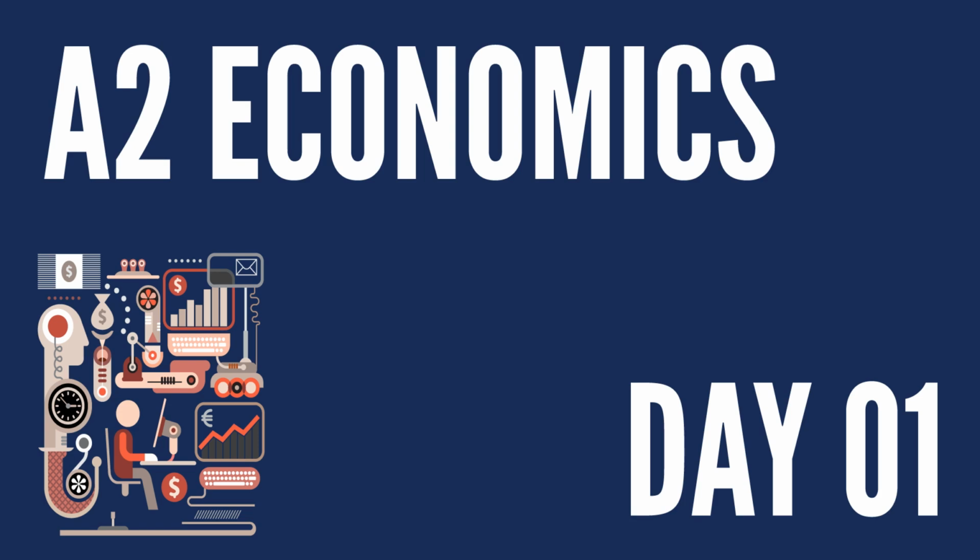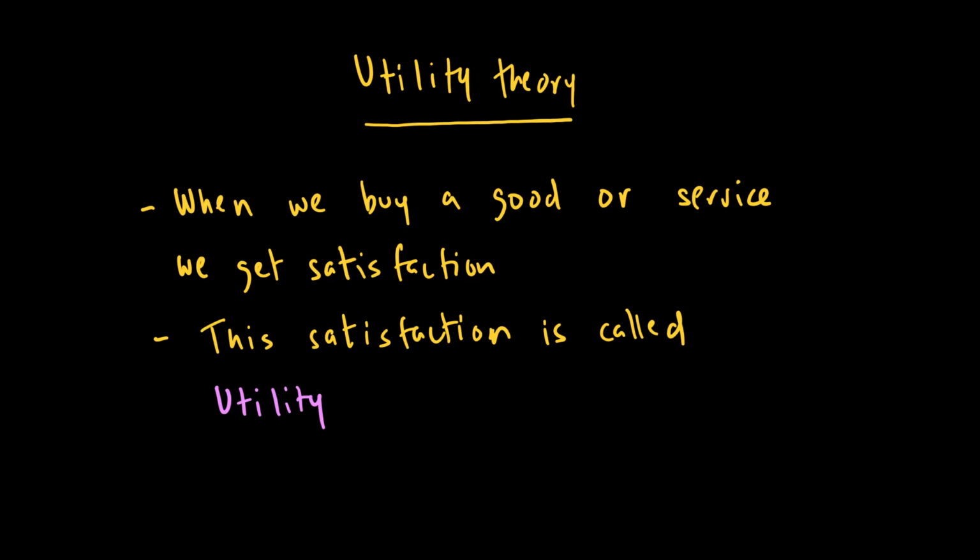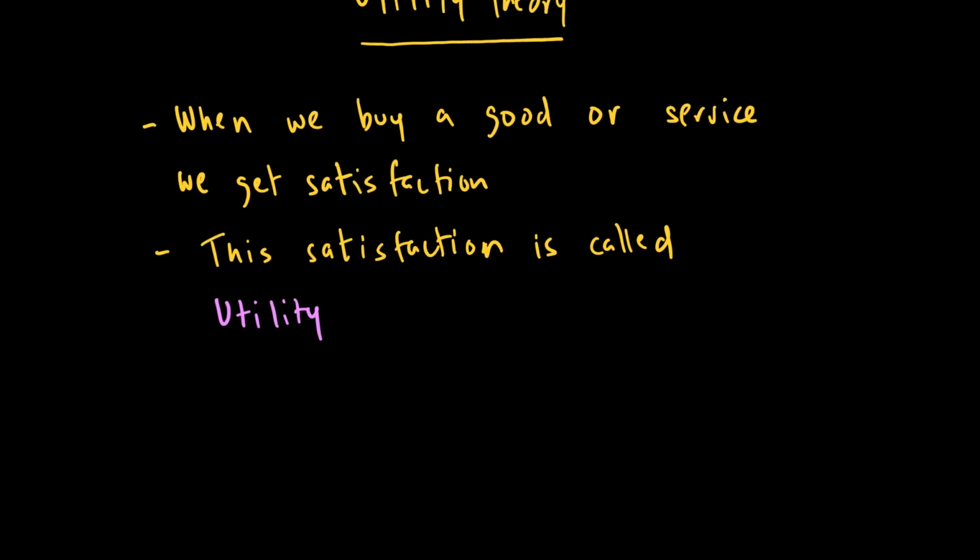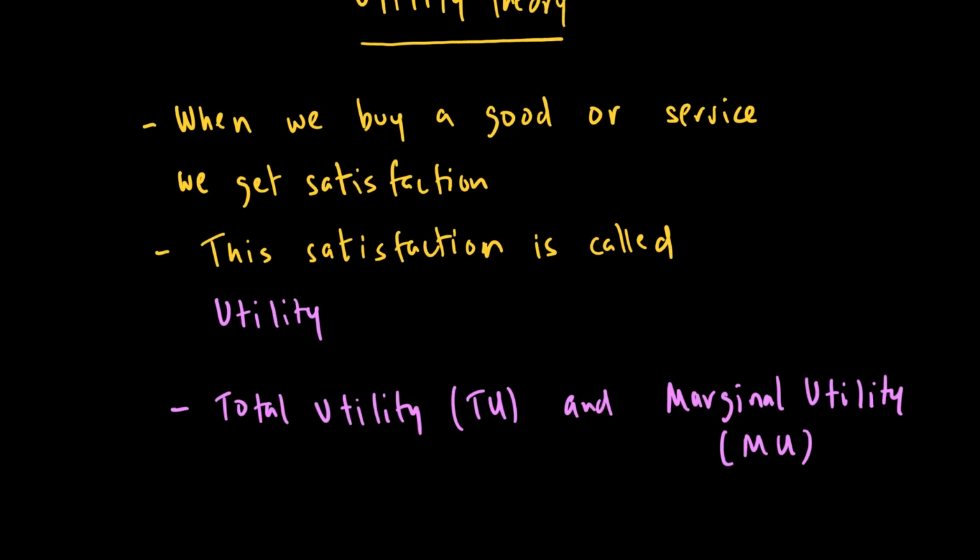According to the utility theory, when we buy a good or service, we get some satisfaction, and that is the key reason why we end up buying a good. We pay a price to get some satisfaction, which is called utility. Now, there are two concepts in utility that we want to talk about. One is what we call the total utility, and the other one is what we call the marginal utility.